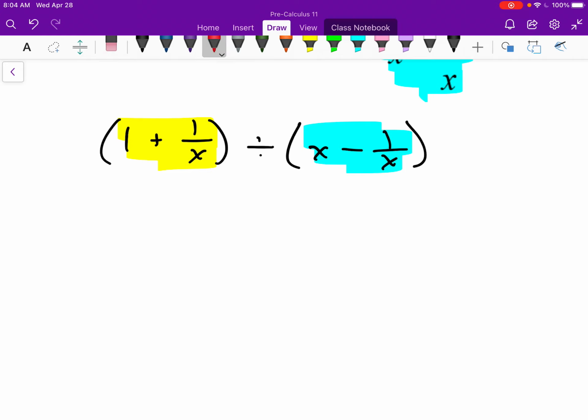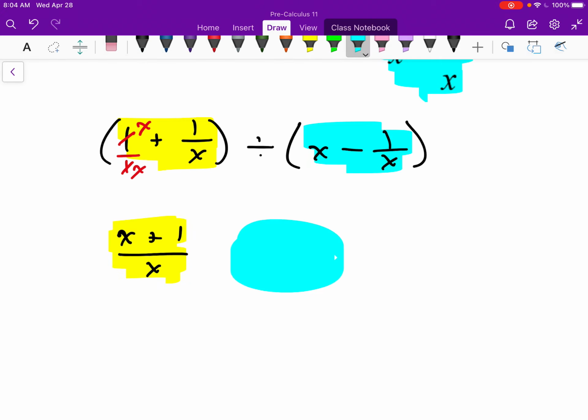Let's find my common denominator here. Right now there's a 1, change it to an x. That's pretty nice. Change this to an x. And I can now see what's in yellow is equivalent to x plus 1 over x. Let's look at what I have in blue. Same idea. Find a common denominator. Right now it's a 1. Make it an x, so I times this by x as well. So I have x times x, so I have x squared minus 1 in the numerator over x.